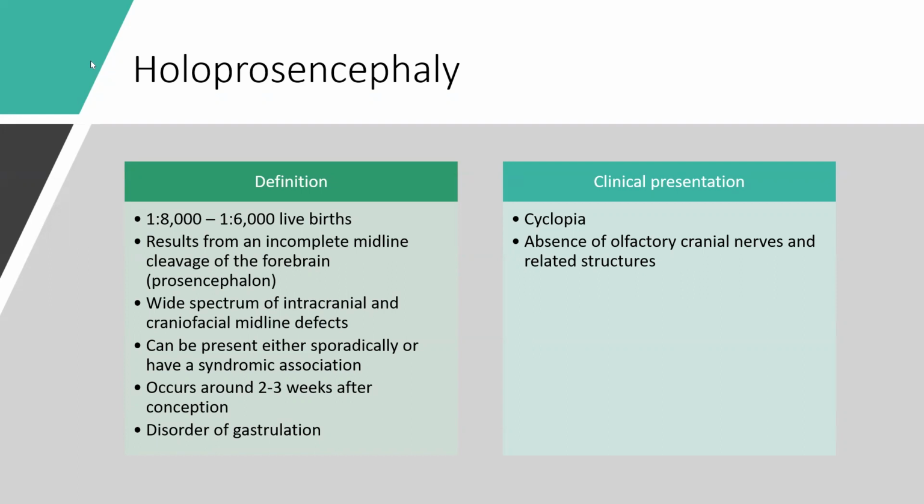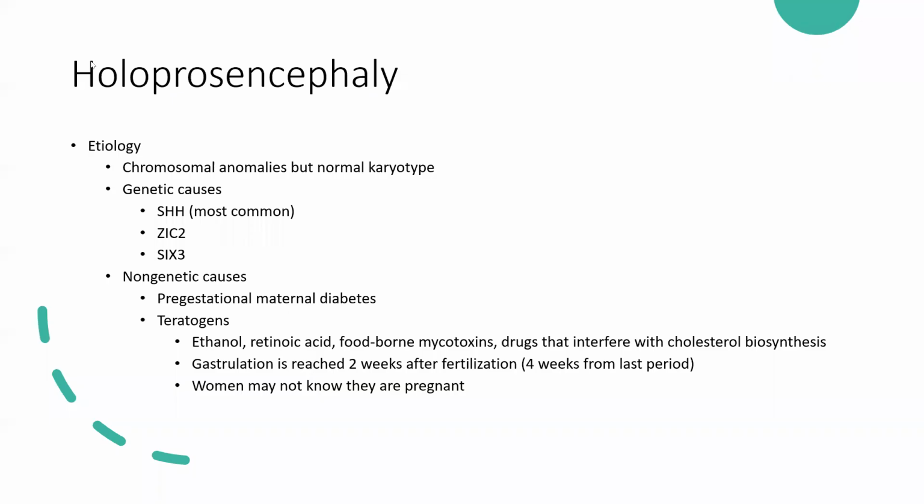So clinical presentation, we have cyclopia, absence of olfactory cranial nerves, and related structures. Causes of this can be chromosomal anomalies, but they do have a normal karyotype. So genetic causes can be disruptions of the sonic hedgehog gene, SIX3, ZIC2, TGIF. Non-genetic causes include pregestational maternal diabetes and a list of teratogens such as ethanol, retinoic acid, which is vitamin A, foodborne mycotoxins, and drugs that interfere with cholesterol biosynthesis.